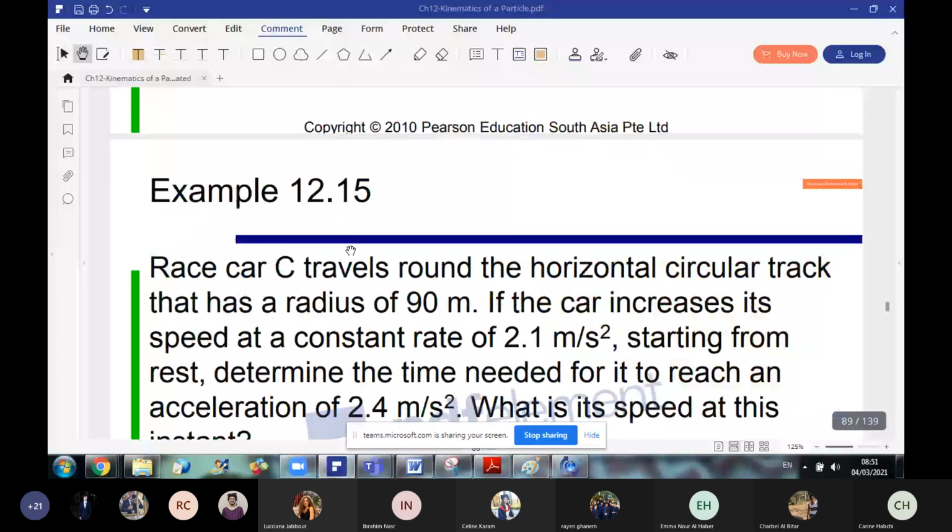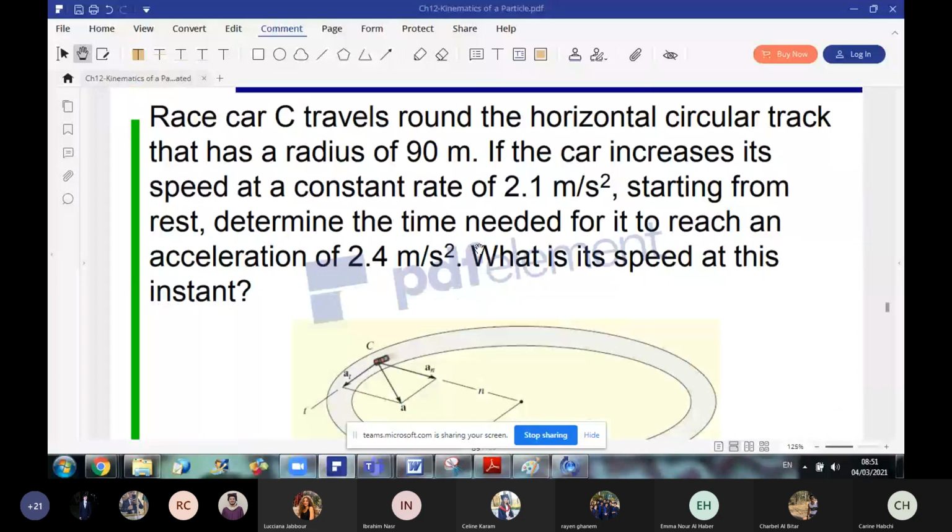The race car C travels around the horizontal circular track that has a radius of 90 meters. If the car increases its speed at a constant rate of 2.1 meter per second square, starting from rest, determine the time needed for it to reach an acceleration of 2.4 meter per second square. What is its speed at this instant?